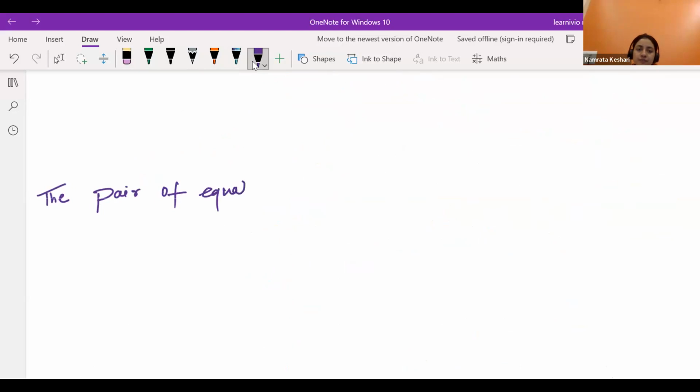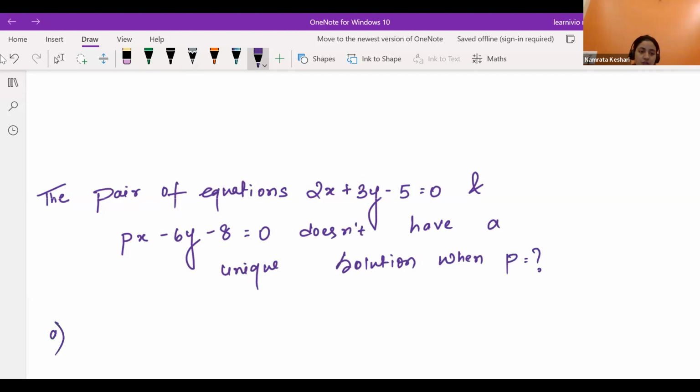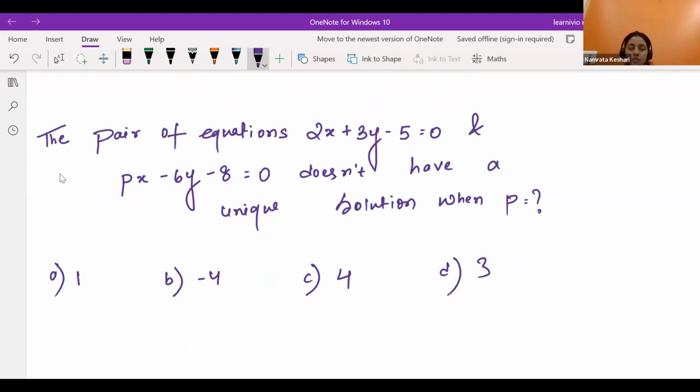The pair of equations 2x plus 3y minus 5 is equal to 0 and px minus 6y minus 8 is equal to 0 does not have a unique solution. Then P is equal to... Options: unique solution, infinitely many solutions, no solution. We have already discussed these cases in our course.